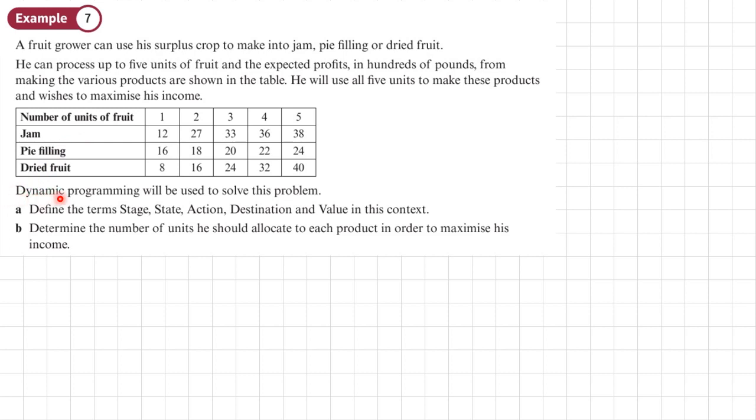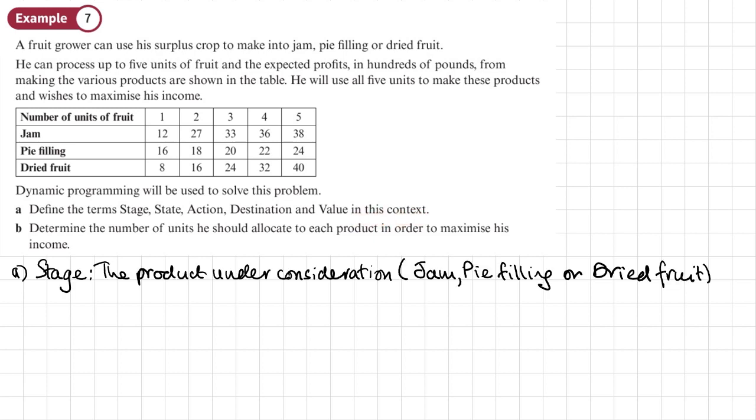We're going to be using dynamic programming to solve this problem, but in part A we've got some definitions to do, and what we need to do in part A is to define the terms stage, state, action, destination, value, and they need to be in the context of this question. So we'll start with stage. In the context of this question, the stage is the product that's under consideration, and that's either the jam, the pie filling or dried fruit.